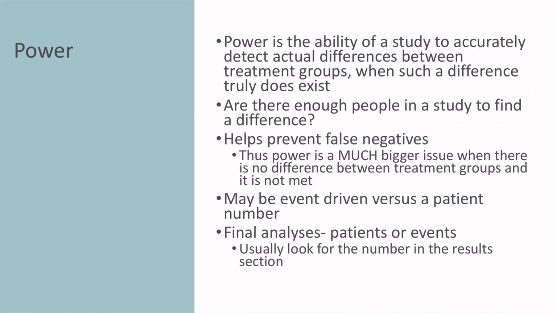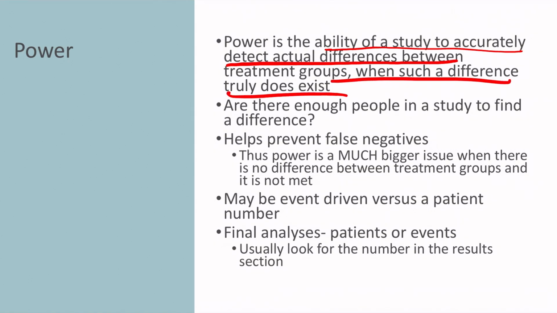So the first thing I always look at in a statistical analysis section is power. So I always start this out with the question, what is power? Simply put, power means the ability of a study to accurately detect an actual difference between treatment groups when such a difference truly exists. Or, are there enough people to find a difference if a difference truly exists?